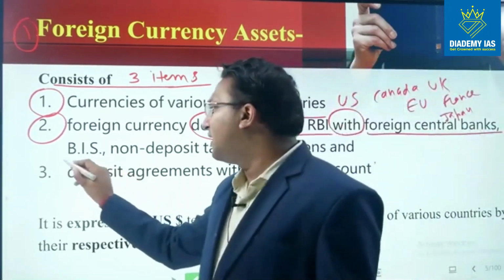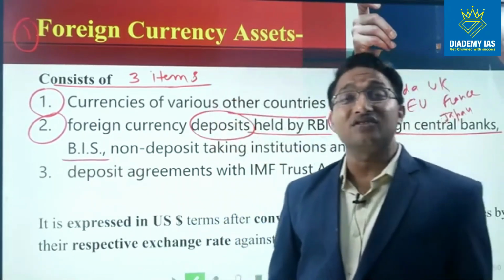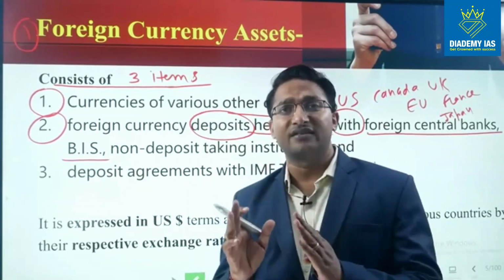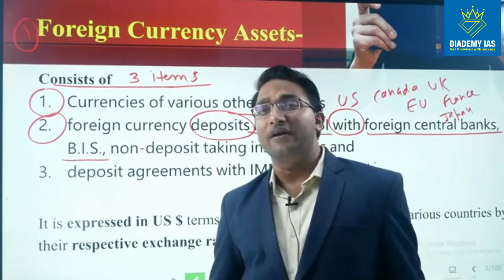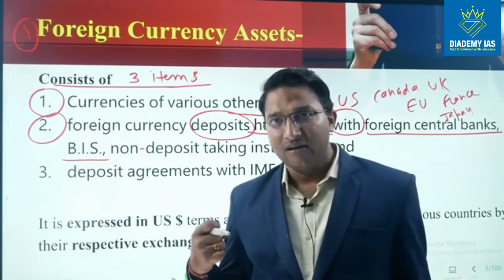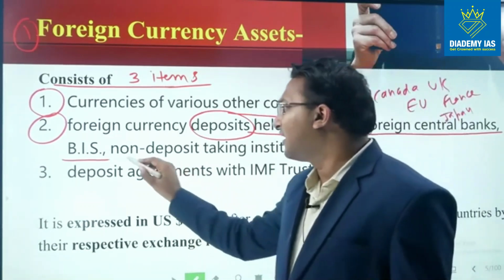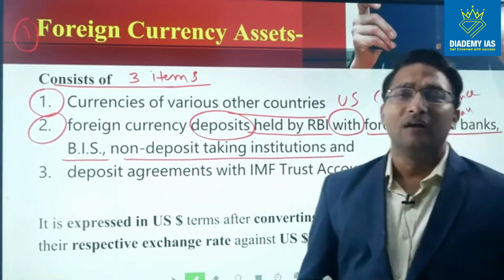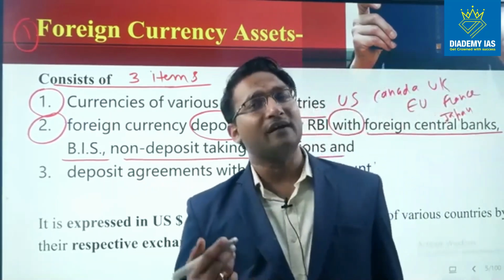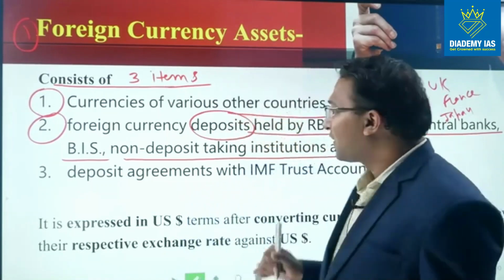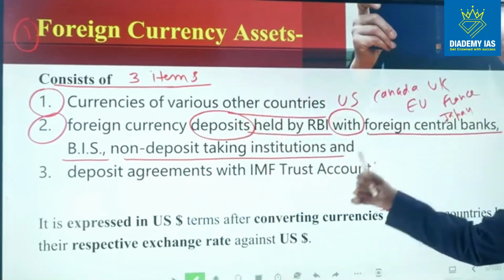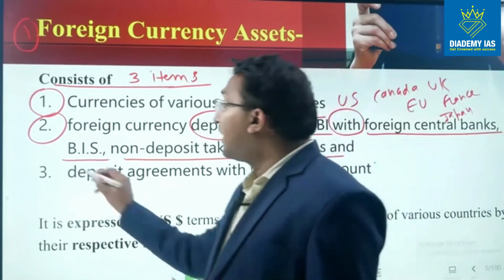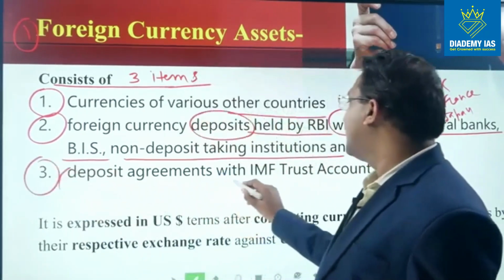Then we have foreign deposits with the BIS, Bank for International Settlements, right? I hope you remember the discussion of the Basel norms. There we discussed that the Bank for International Settlements is located in Switzerland. And the third is non-deposit taking institutions. There are different institutions, for example Asian Development Bank, World Bank and other institutions. The deposits which RBI has with those institutions are also included in the foreign currency assets. The third item is the deposits under agreement with the IMF trust account.